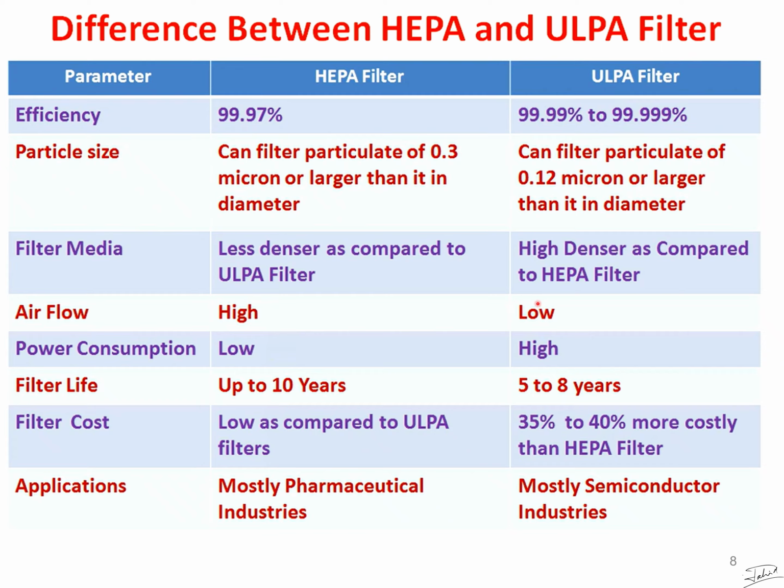In HEPA, airflow is high. In ULPA, airflow is low. In HEPA, power consumption is low, but in ULPA power consumption is high. Why high? Because it's filtering very efficiently. HEPA filter lifetime is up to 10 years, but the ULPA filter lifetime is much lower than that. Why? Because it's filtering more efficiently. HEPA filter cost is low as compared to the ULPA filter, which is very costly. HEPA application is seen mainly in the pharmaceutical industry, and ULPA application is in the semiconductor industry. However, at present, the ULPA filter is also used by some blockbuster pharma companies.